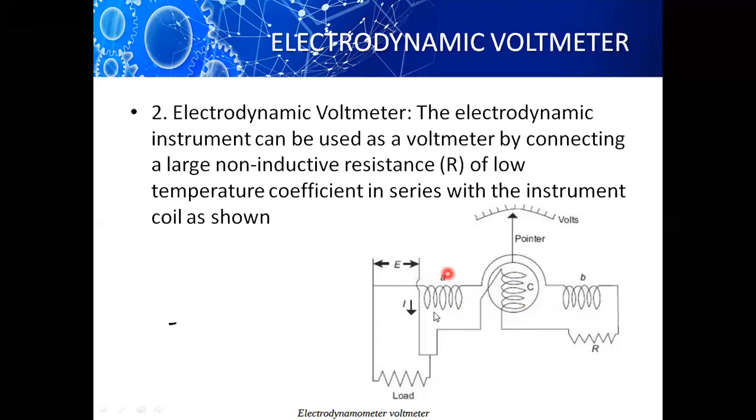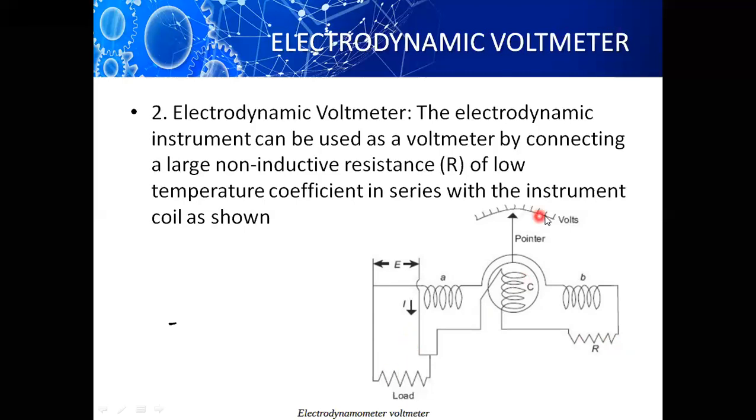This is our fixed coil. You can see that current is flowing through the fixed coil. And we have R here. This R is non-inductive resistance and it will have low temperature coefficient. That means for different temperatures, the resistance offered is the same, and we have negligible inductance. That means L is completely zero here for this coil, and it is connected in series with the moving coil, and this is how it is connected.